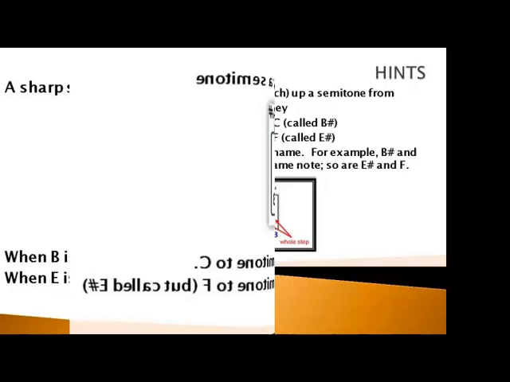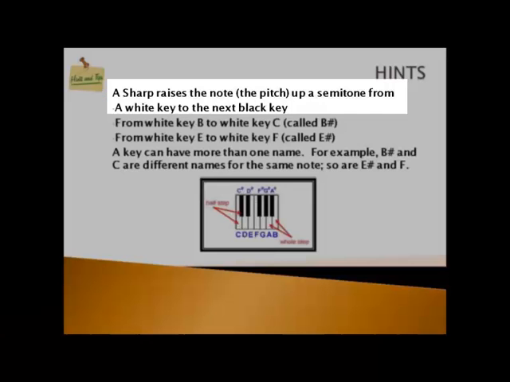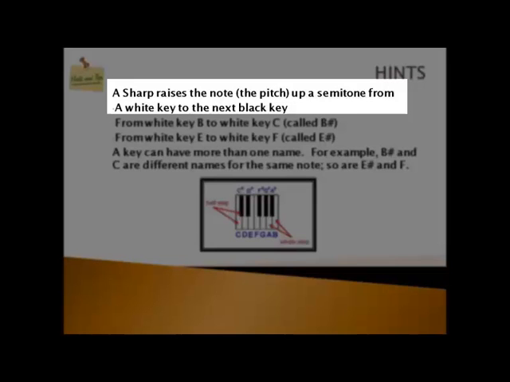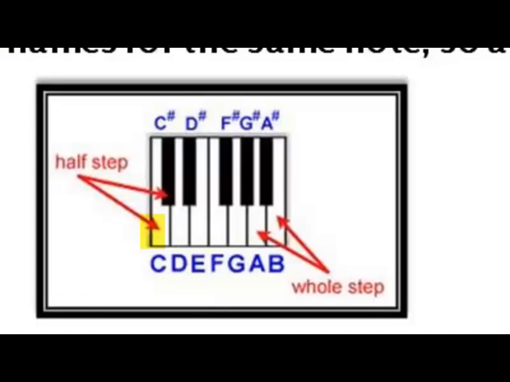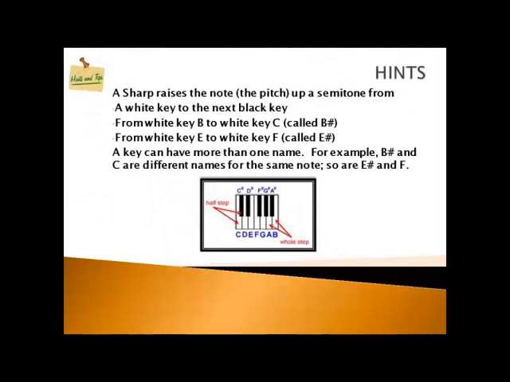Keep in mind when you're working with sharps that a sharp is going to raise the note or raise the pitch up a semitone from a white key to a black key, or from B to B sharp, which is a white key to a white key, or from E to E sharp, which is from a white key to a white key. It's important to know that a key can have more than one name. So we have C, but another name for C would be B sharp. And we have E and F, and another name for F would be E sharp.